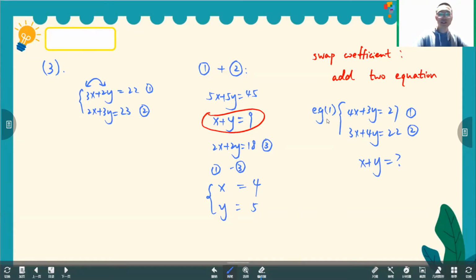Yeah, so this is a neat trick for a special case of simultaneous equations where the coefficients swap type.